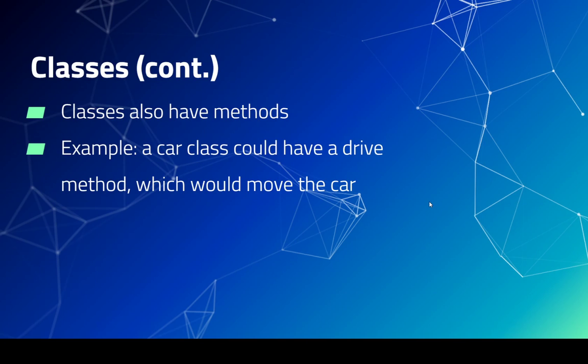Classes also have methods. One example of a method is something. Methods are basically the things that aren't inherently stored in the class. Like a model obviously would be a variable because you don't do anything with the model. It's just data. But a method would be like a drive method, right? The car has the ability to drive. So that would be a method, not a variable.